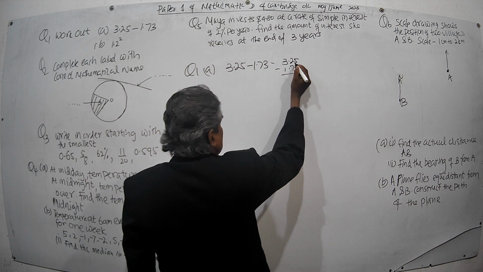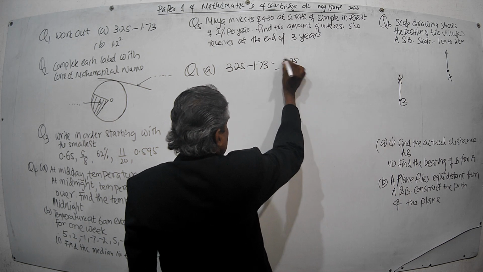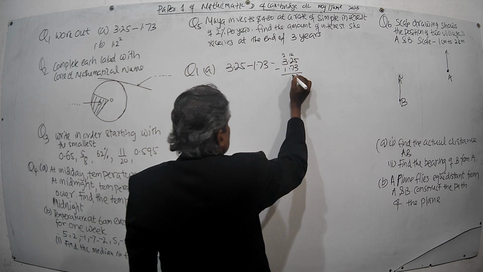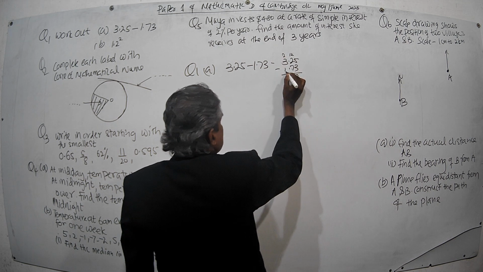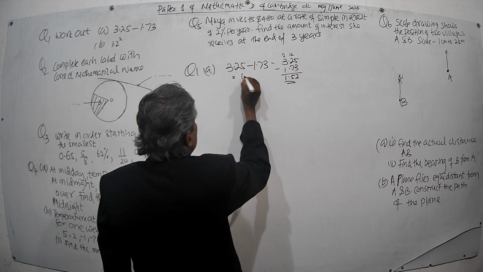You deduct 3 from 5, that is 2. Then you cannot deduct 7 from 2, so you take 1 from this one. Here it is 2, then 1 is taken, so here it is 12. Then 7 from 12 is 5. Then 1 from this 2 is 1. So the answer is 1.52.